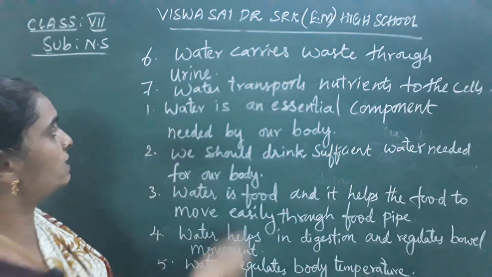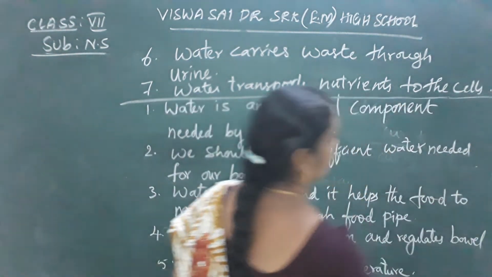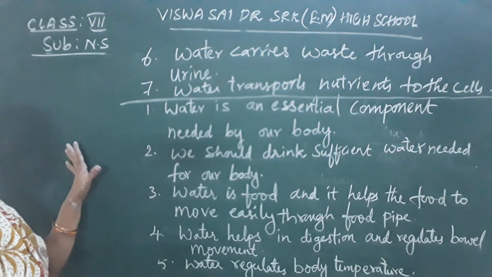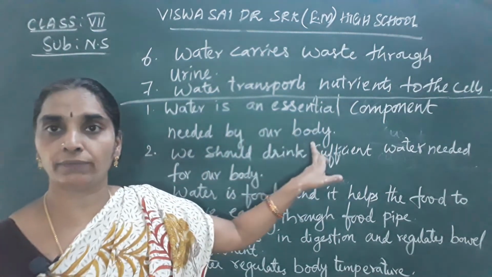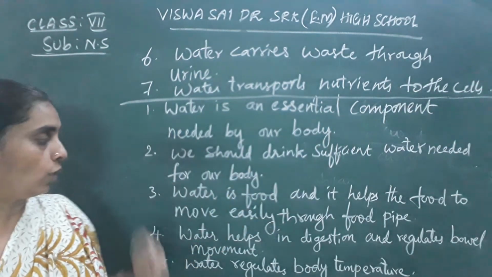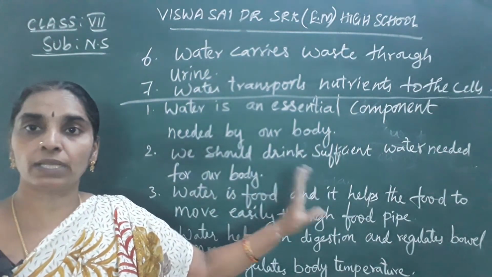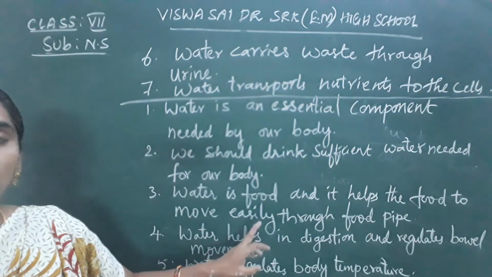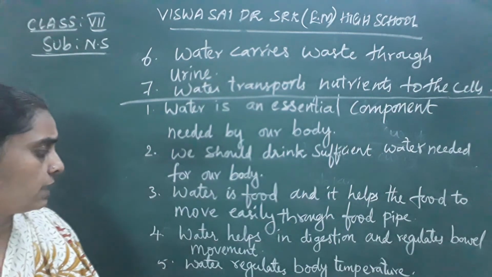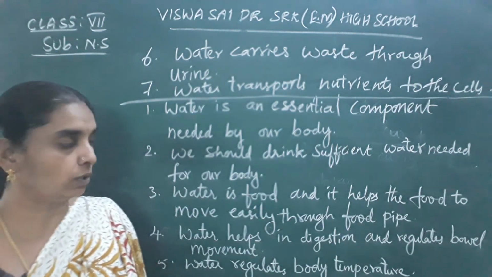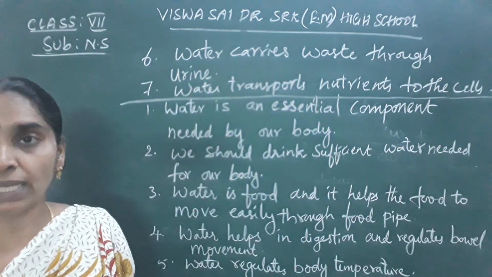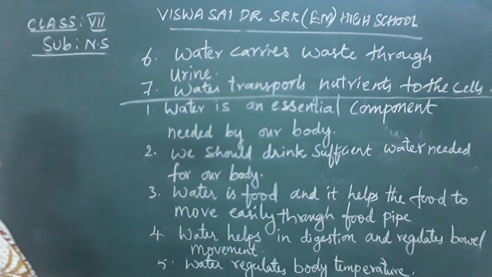Hope you have understood this. Write neatly in your notes. Importance of water to our body. Need of water to our body. Water is an essential component needed by our body. We should drink sufficient water needed for our body. Water is food. It helps in the free bowel movement. Water helps in digestion and regulates the bowel movement, and it regulates the body temperature also. So it carries the waste through the urine and transports the nutrients to the cells. Hope you have understood, children.